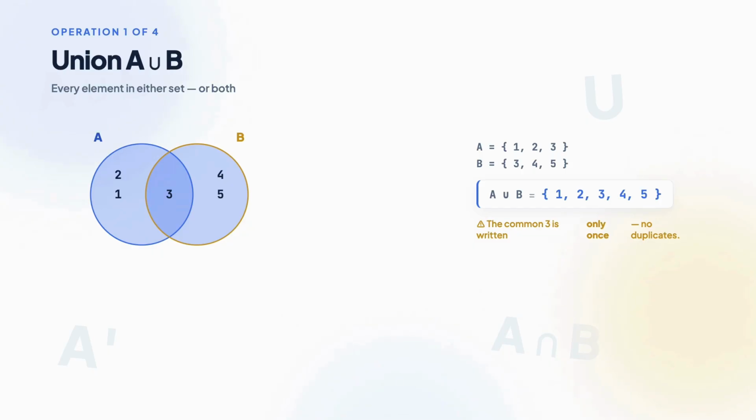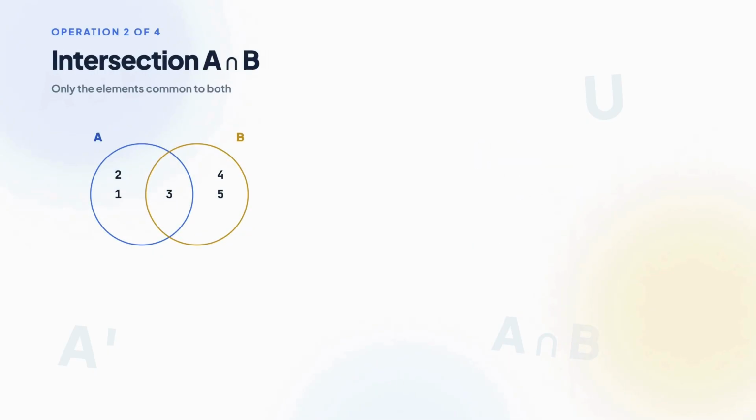The next operation is the intersection. The intersection contains only those elements that are common to both sets. Using the same example, A intersection B is simply {3}. If two sets have no common elements, their intersection is the empty set.